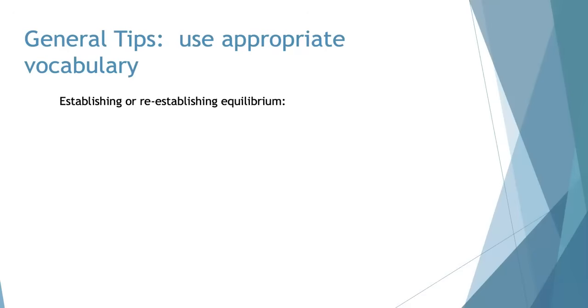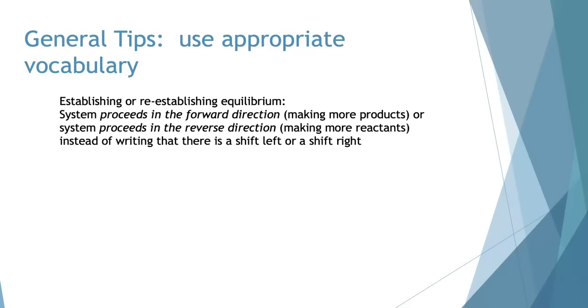If you're establishing or reestablishing equilibrium, your best bet is to talk about the system proceeding in the forward direction to make more products, or proceeding in the reverse direction to make more reactants, instead of saying a shift left or a shift right. We can tie this into the idea of Q versus K. Q and K are not interchangeable terms either. Q is the reaction quotient, it can change, and K is the equilibrium constant, and it's fixed.